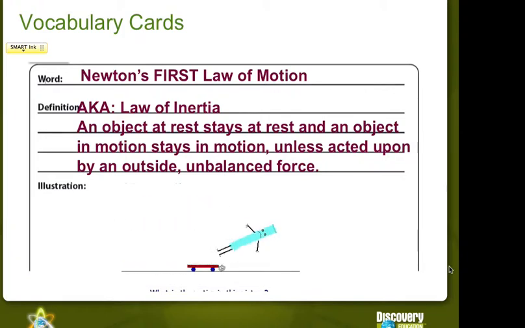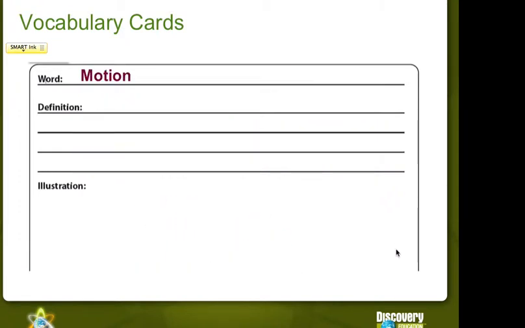This is an example of Newton's first law of motion. Notice the object is moving, but it's stopped because of an unbalanced force. Now what you're going to do is draw a picture showing Newton's first law of motion. The next word is motion. Motion is movement. And again, if I'm going too fast, you have the ability to pause the video.